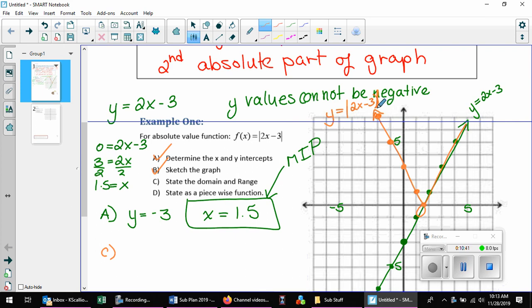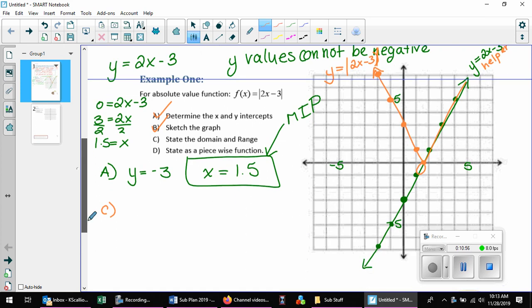I graphed this to help me graph my absolute. This was a helper graph. Does that make sense to everybody? I use this to help. Okay, so domain and range is on my absolute. So what's my domain? Okay, negative infinity to positive infinity. Or you could have said x is an element of all real numbers.